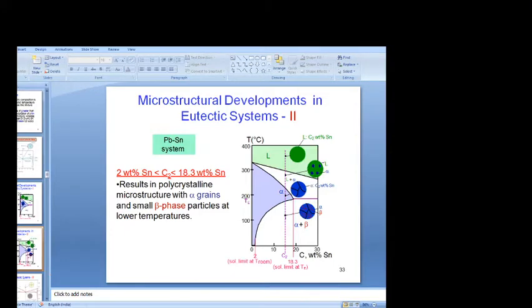During this transformation there must necessarily be a redistribution of the lead and tin components, inasmuch as the alpha and beta phases have different compositions, neither of which is the same as that of the liquid. Obviously that is represented by the equation as well. This redistribution is accomplished by atomic diffusion.